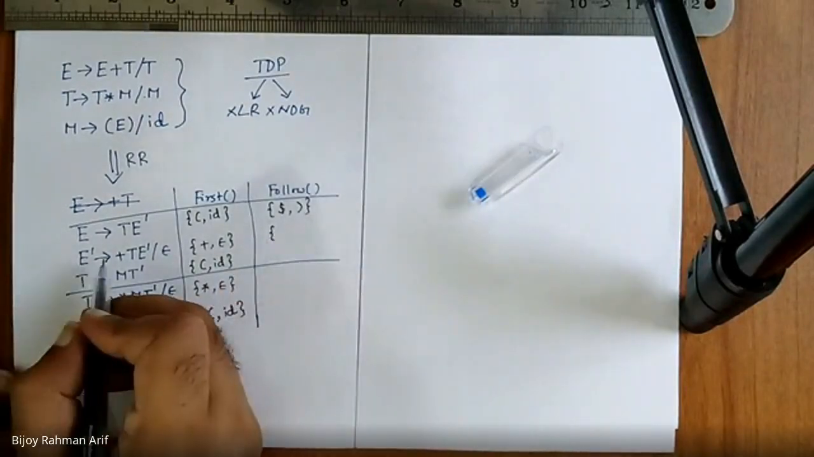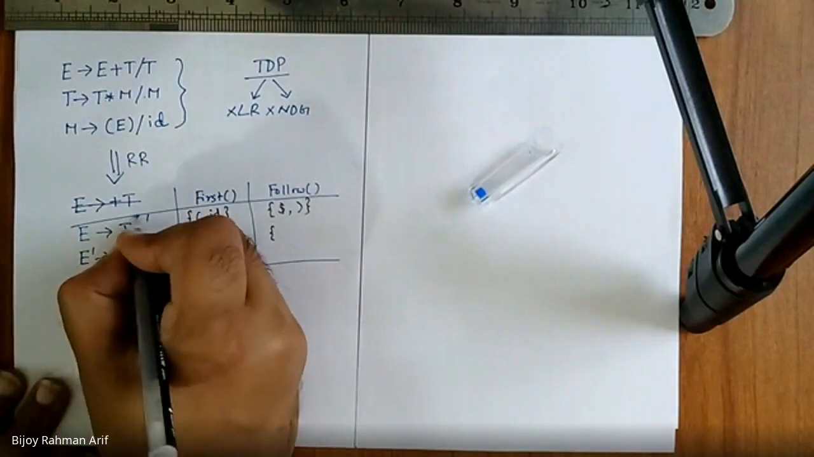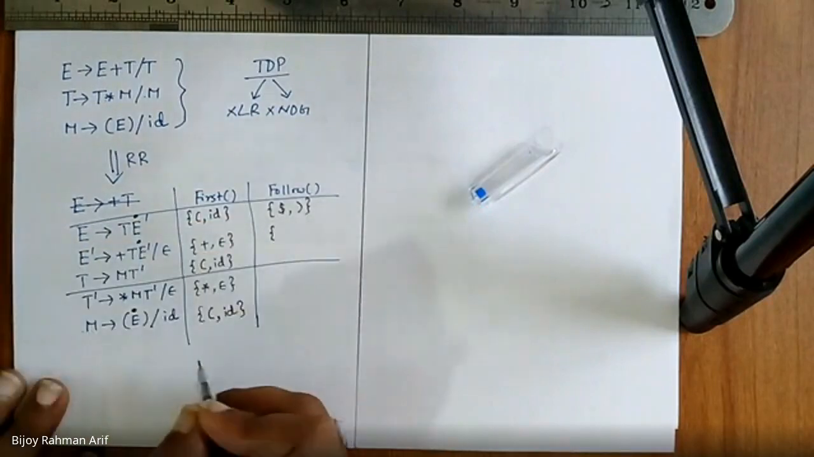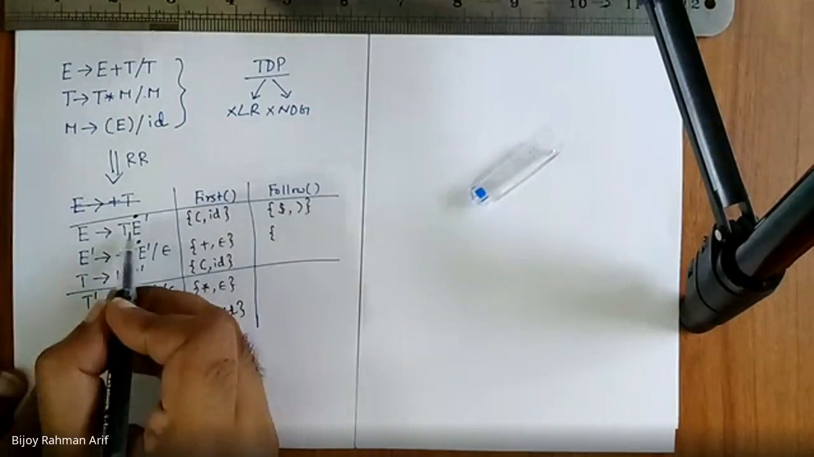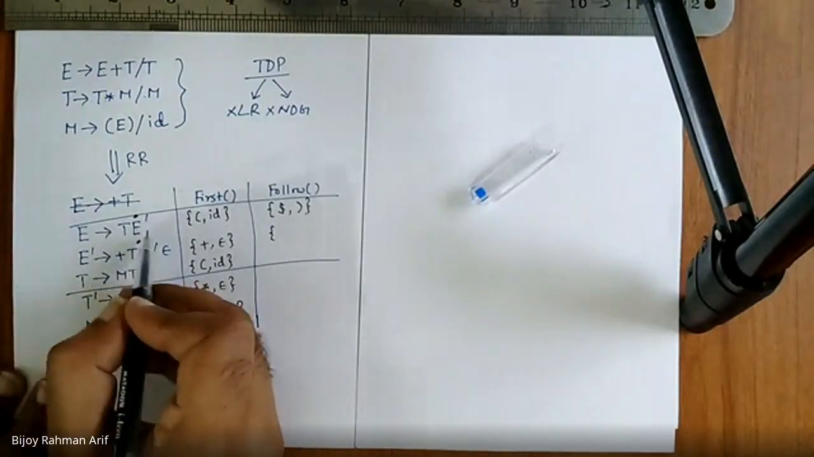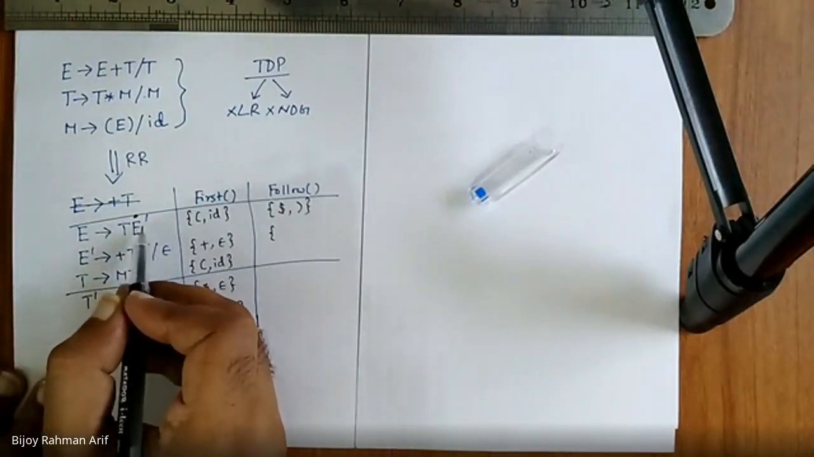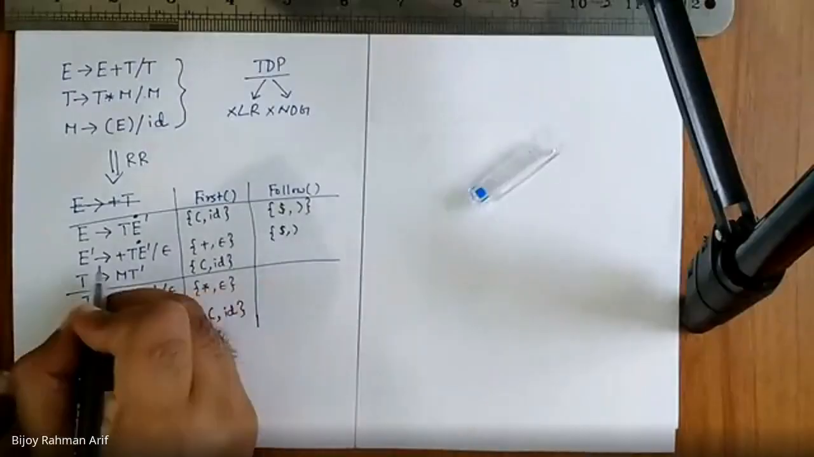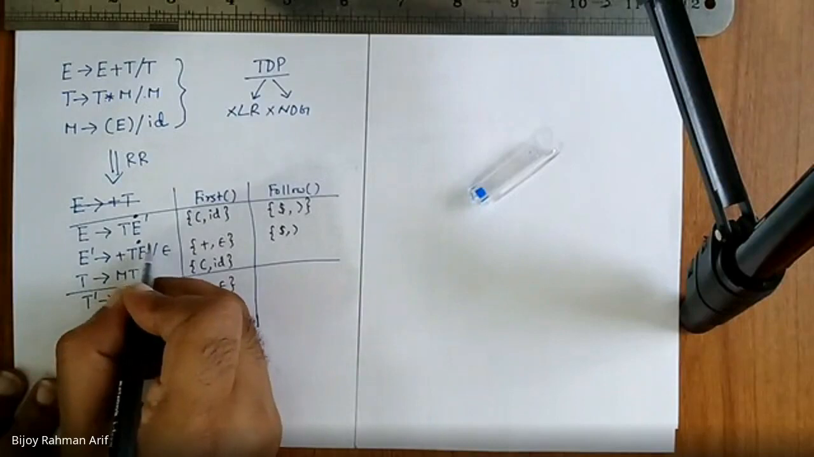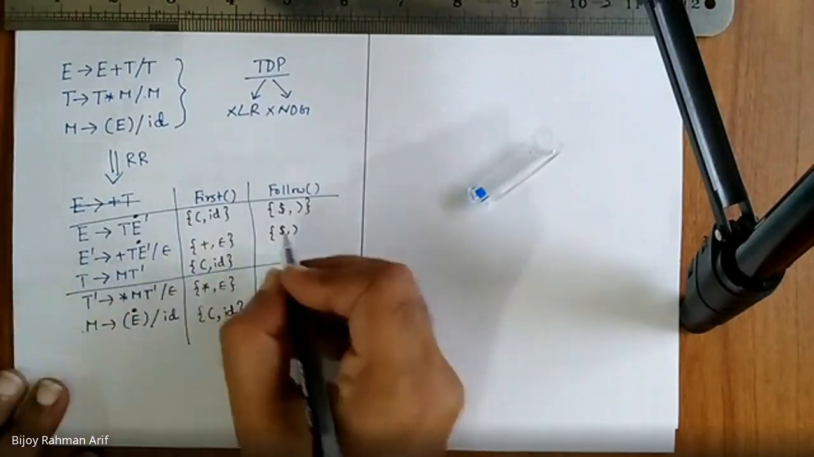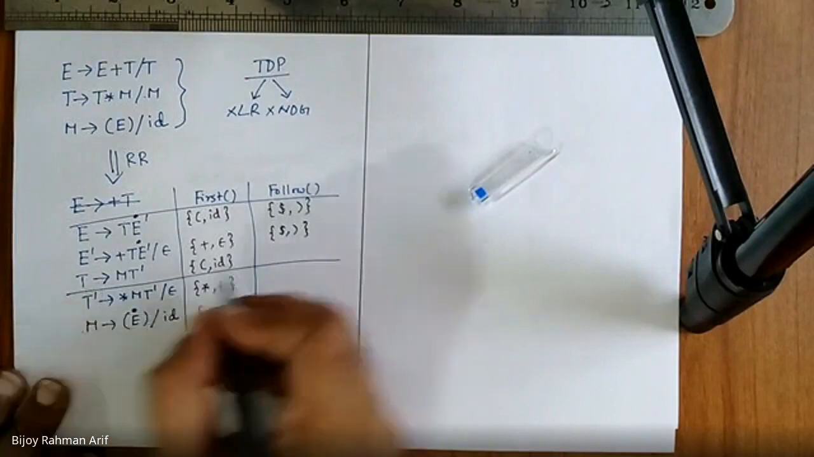Now let's come over here. E dash is appearing here. Anywhere else? No, sir. For this one, E dash is appearing at the rightmost position. So what would be the follow of E dash? Follow of E. So dollar and close parenthesis. And this one also appears on the rightmost side, but follow of E dash is nothing but follow of E dash. So we are done.